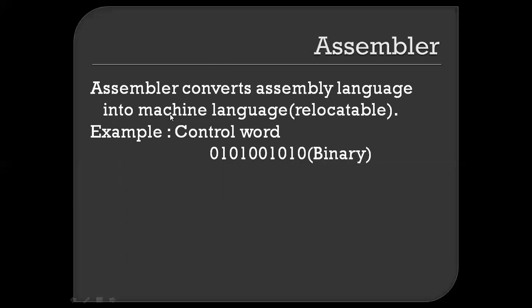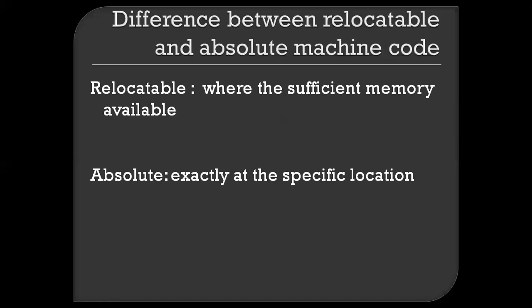And again, the assembler converts the assembly language into machine language, that is, relocatable code. Machine language means it is a combination of binary numbers, 0 and 1. Here I will explain what relocatable and absolute files are. That machine code will be of two types, relocatable and absolute.